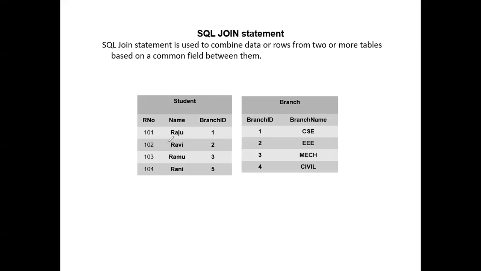If you want to join any tables, at least one common field must be there between the two tables. Now if you observe these two tables, the common field is branch ID. Here in the student table we have the branch ID, and in the branch table also we have the branch ID. We are going to join these two tables based on this common field, which is the branch ID.